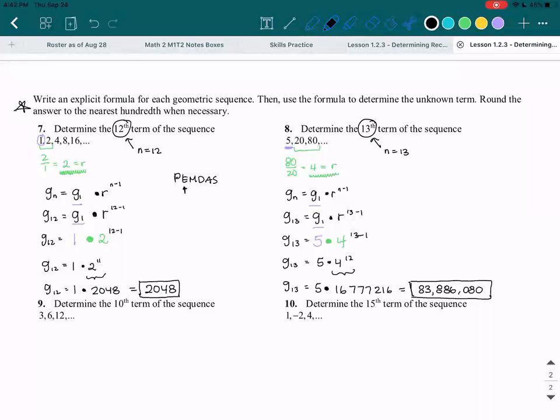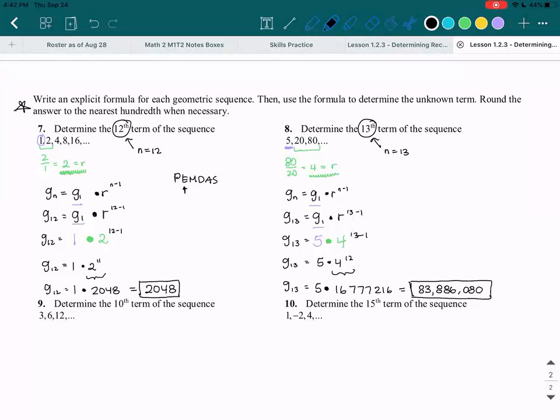Okay, last but not least, we have the same thing, writing an explicit formula for a geometric sequence this time. So it's the same thing, but geometric. Then use the formula to determine the unknown term. Round the answer to the nearest hundredth when necessary.